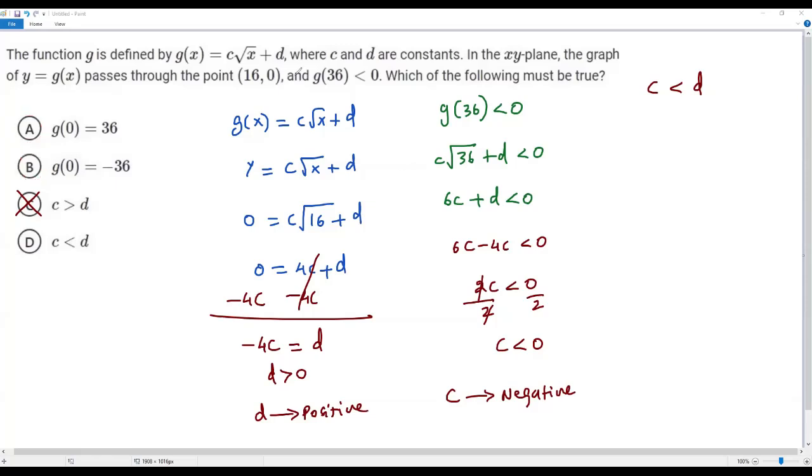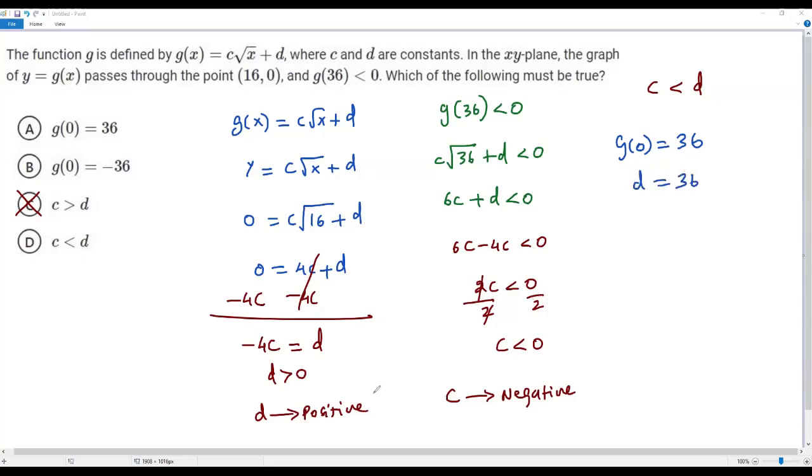Now to verify option A, let me consider the option we have, that is g of 0 equals 36. So I'm just taking the result in option A. g of 0 means I just have to plug in 0 into this function. So on the right side, I also have to plug in 0 for x over here. When I plug in 0 for this x, it will become 0. 0 times c will become 0. So finally, g of 0 is equal to just d. So we get d equals 36.